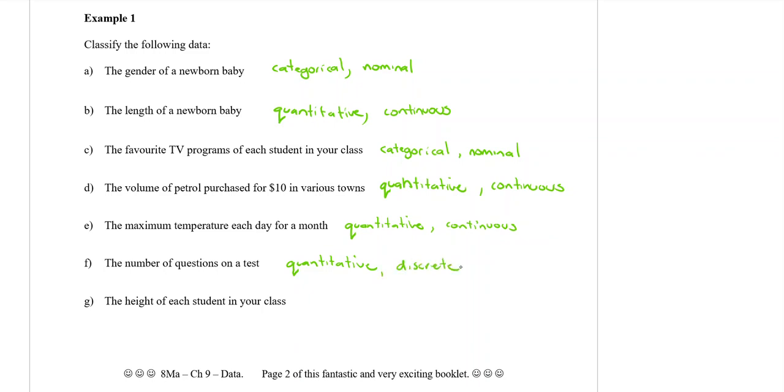Like that. Good. And last one, the height of each student in your class. Is it categorical or quantitative? It's quantitative because it's a number. And is that number discrete or continuous for height? So it's continuous.